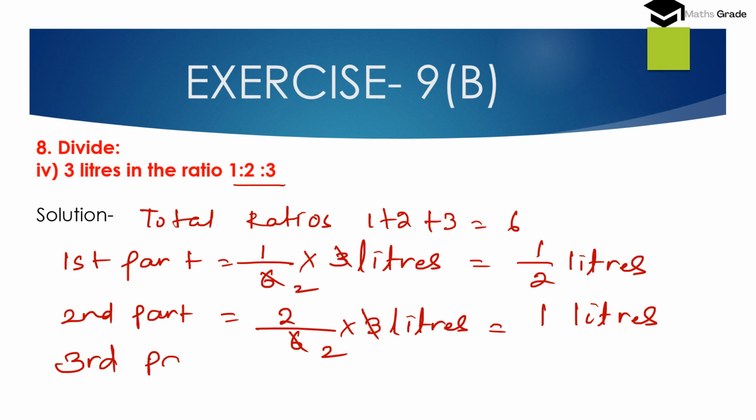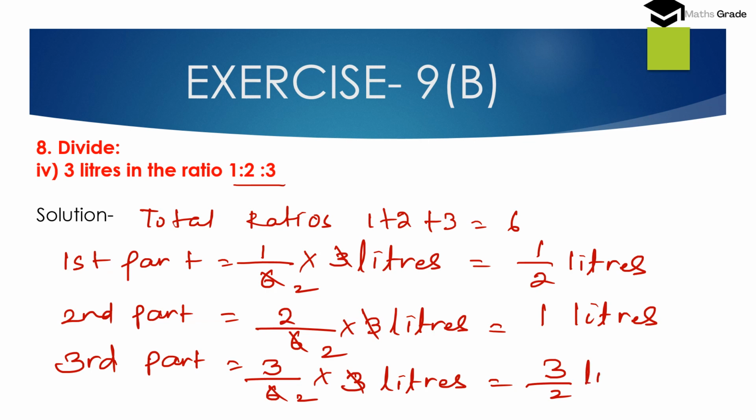Now the third part is 3 divided by total ratio 6. 3 divided by 6 multiplied with 3 liters. Now cancelling 3 and 6, we get 2. Now 3 divided by 2 liters, that is 1.5 liters.